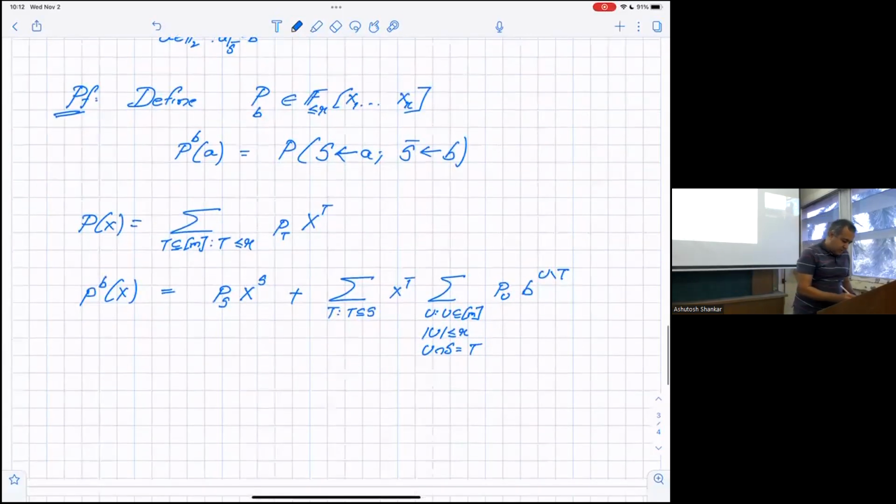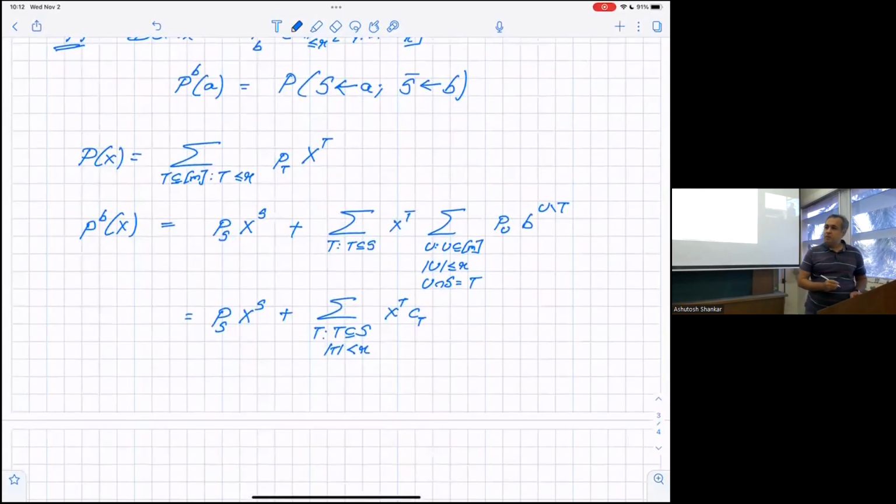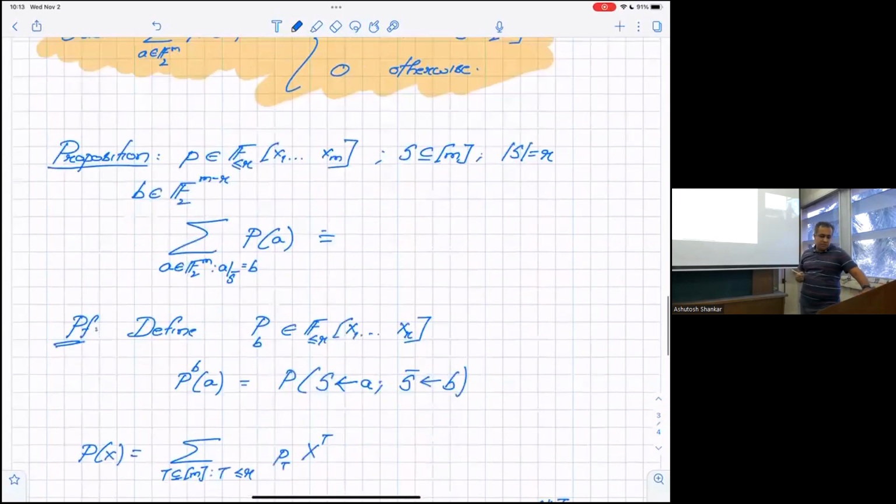So in particular, this guy will exactly be p power s, x power s, plus summation over some p subsets of s, mod p is strictly less than r, I don't care what this x power t, some c. But now you can just say that size of t is less than size of s only. R is the size of s.